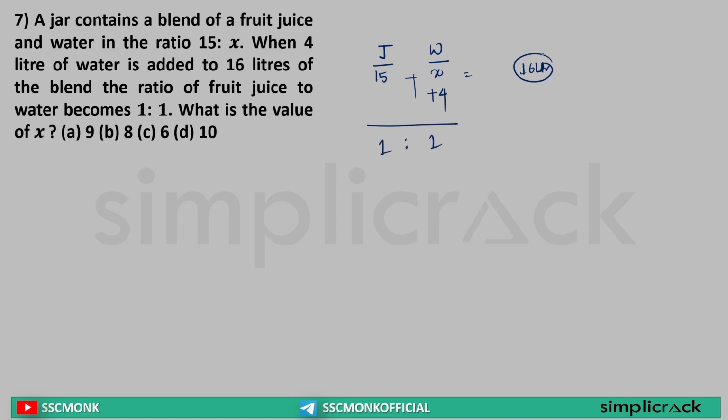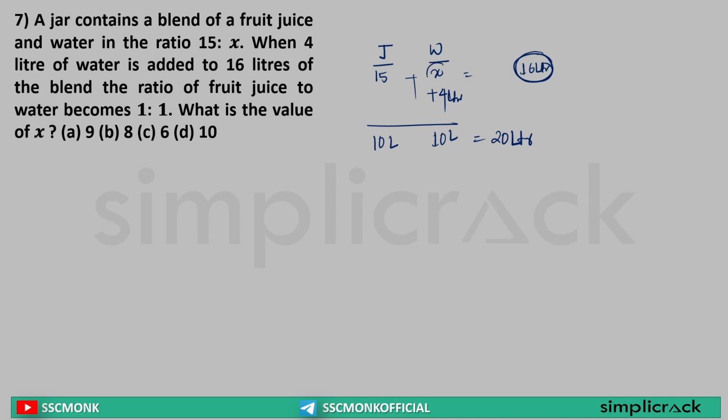Now understand this. Previously 16 liter of complete mixture was there. I added 4 liter of water to it. So what is the total amount of the mixture now? 20 liter. So 20 liter has been divided in 1:1 ratio. That means here 10 liter of juice and 10 liter of water. Clear? Yes or no? Yes.